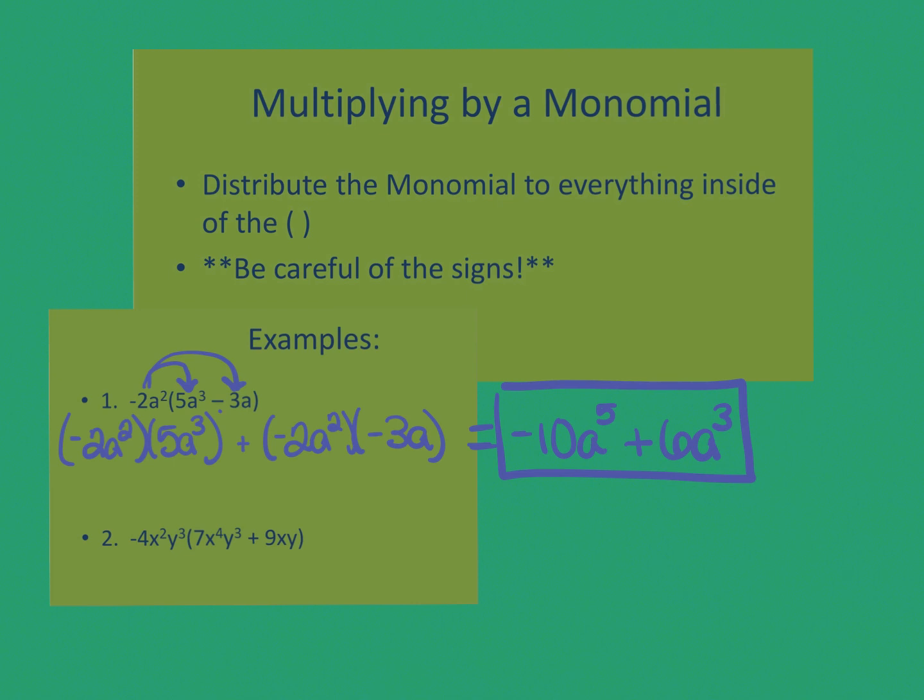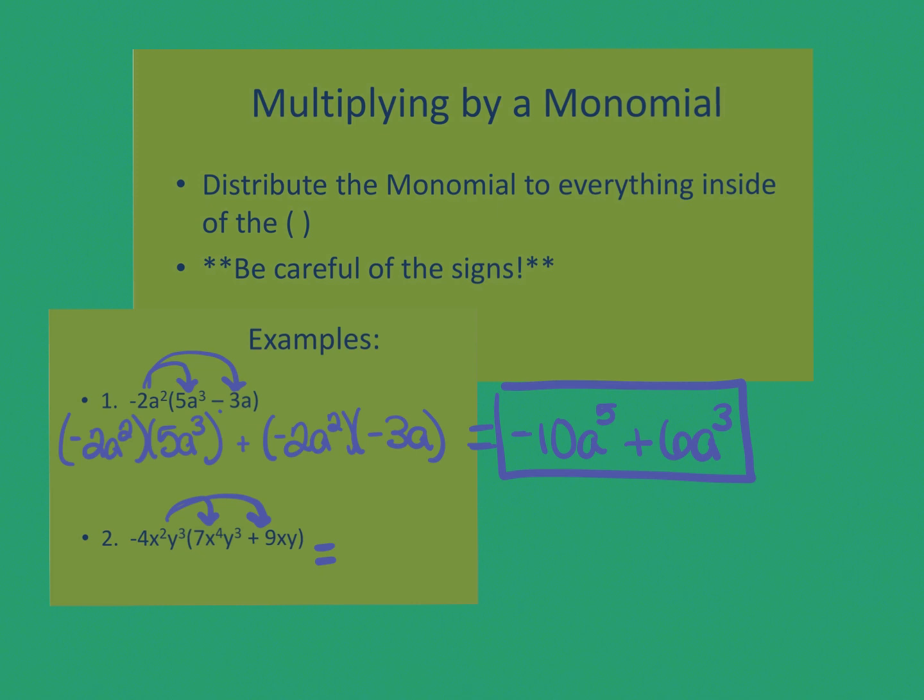Second one, negative 4x squared y to the third. Again, that's our monomial, multiplied with 7x to the fourth y to the third plus 9xy, another binomial. So this monomial outside distributes to both. If you like that middle step of the expansion, please feel free. If you think you're ready to do it, just talking it through in your head, that's fine too.